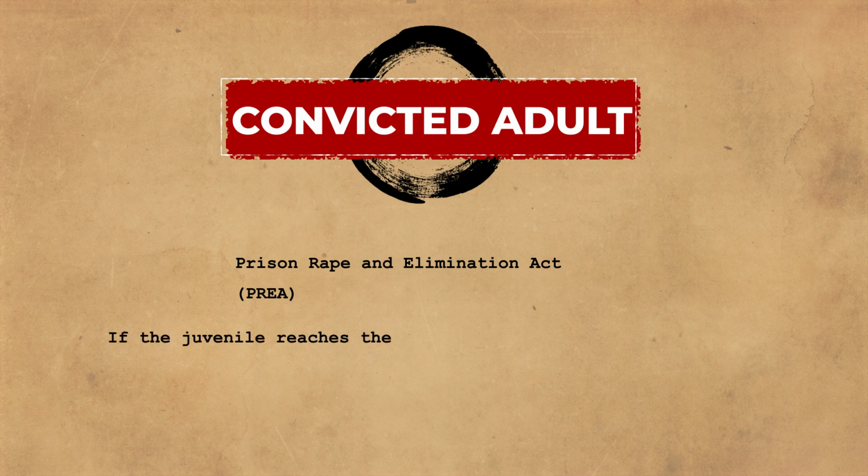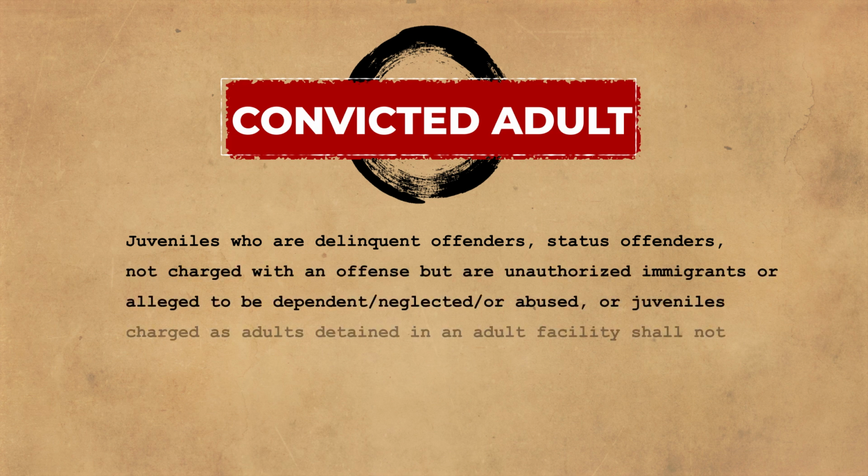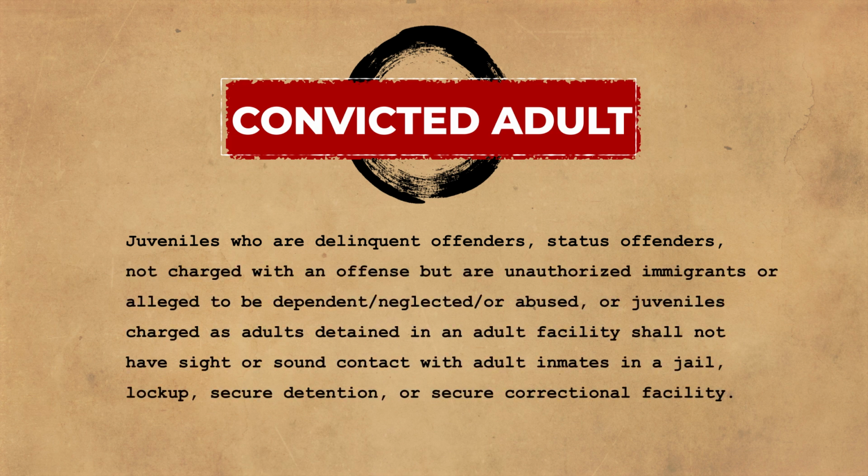If the juvenile reaches the full age of criminal responsibility while in custody, the juvenile may be considered for extended juvenile court jurisdiction. Juveniles who are delinquent offenders, status offenders, not charged with an offense but are unauthorized immigrants or alleged to be dependent, neglected, or abused, or juveniles charged as adults detained in an adult facility shall not have sight or sound contact with adult inmates in a jail, lockup, secure detention, or secure correctional facility.